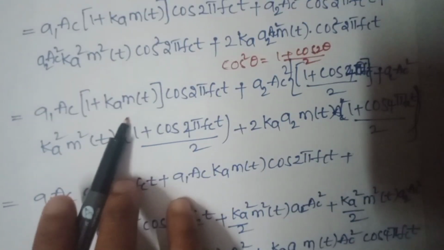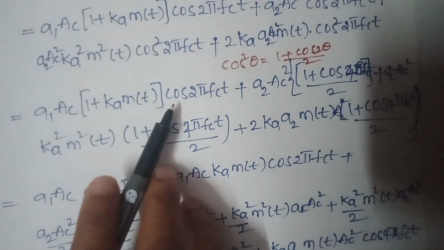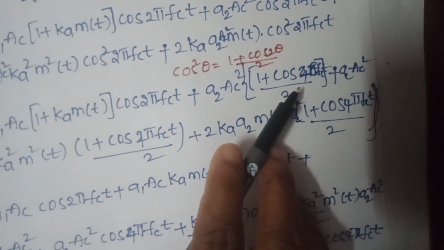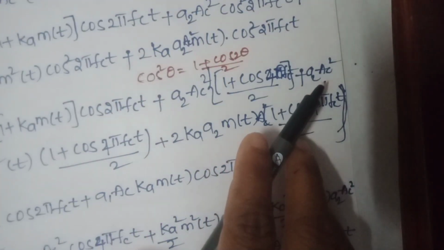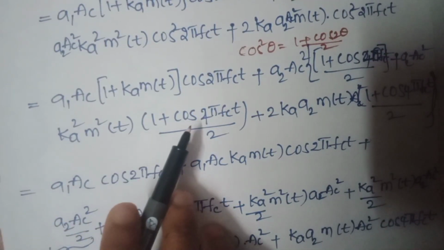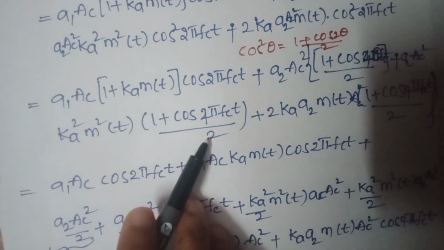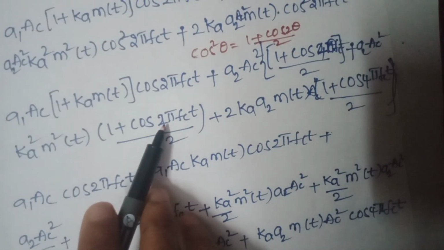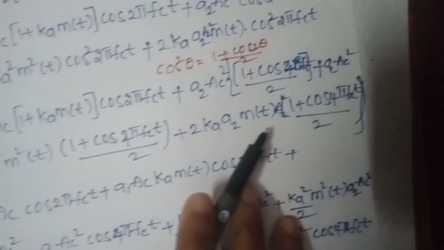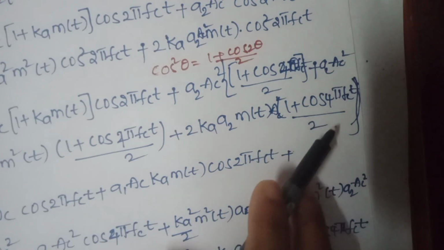Yes, right? Okay, so then a1 ac (1 + ka m(t)) cos 2πfct plus a2 ac² (1 + cos 4πfct)/2 plus a2 ac². Next, ka² m²(t) (1 + cos 2πfct)/2. Okay, sorry, here is the 4. Okay, next plus 2 ka a2 m(t). Next ac² (1 + cos 4πfct).